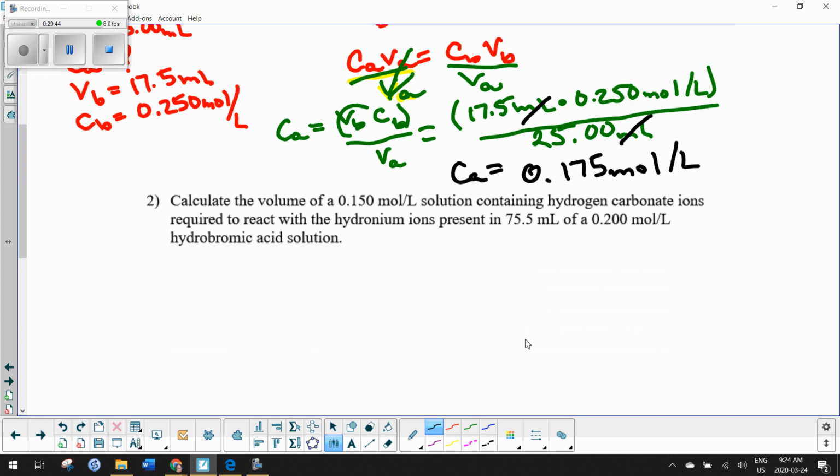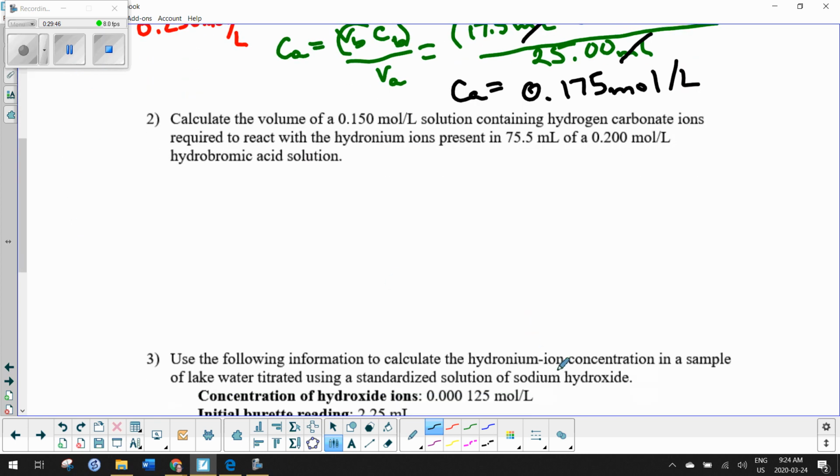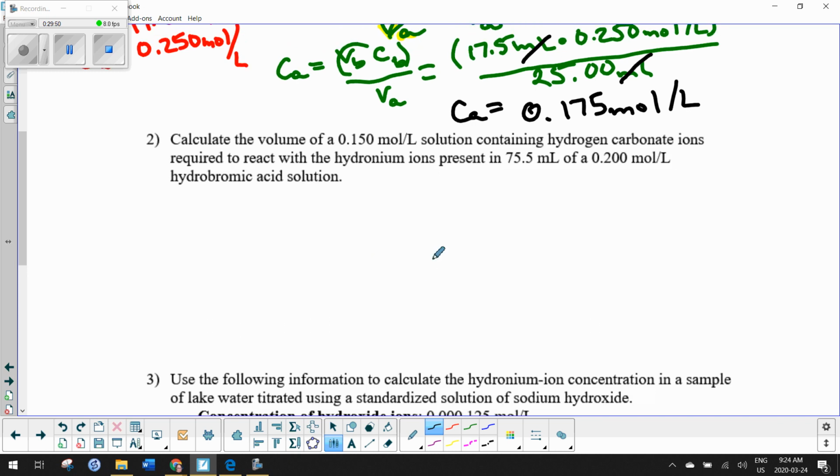Okay, I'm going to do one more and then I will do the rest and post so that you can attempt them before you try your assessment. Calculate the volume. So it's saying you want the volume. So V, we don't know if it's A or B yet, is a question mark, of a 0.150 mole per liter solution. So I know that whatever the unknown is here, it's attached to this because they're together.